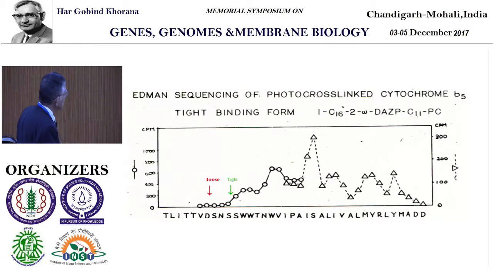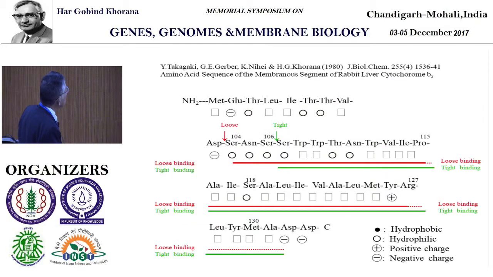I did the sequencing the same, but the cross-linked area was somewhat different. It started from this setting here, three residues into the hydrophobic area. These are very hydrophobic peptides. And so the difference is that the loose binding form is wider, and the tight binding form is a little bit more compact.